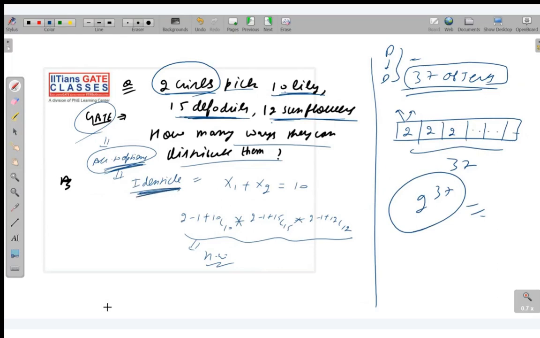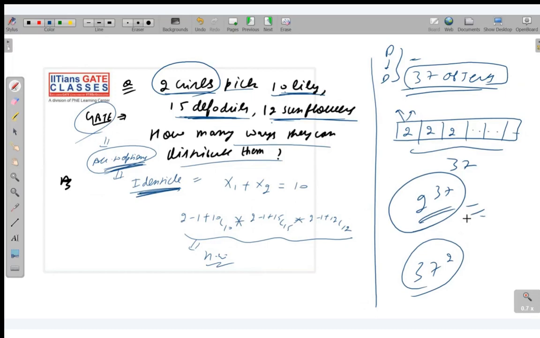Okay, so 37 objects, 2 girls. So 2 power 37 is the answer. Some students get confused, sir, why not 37 power 2? See, I cannot say that girl 1 will get at least one, you can say 1 flower or 2 flowers and all. I cannot say which flowers girl 1 will get, I do not know. Girl 2, which flowers it will get, I do not know.